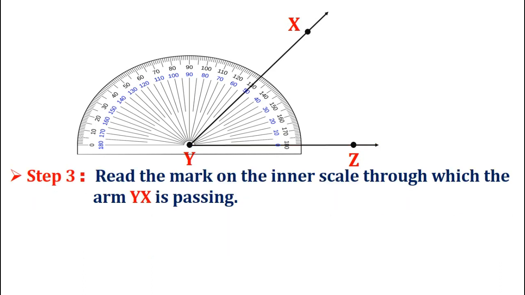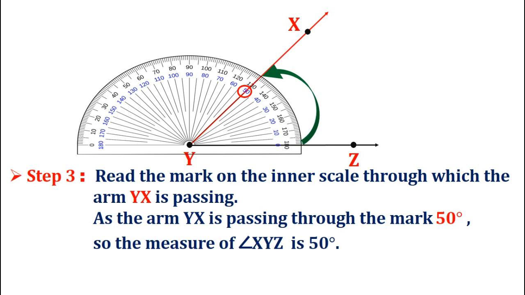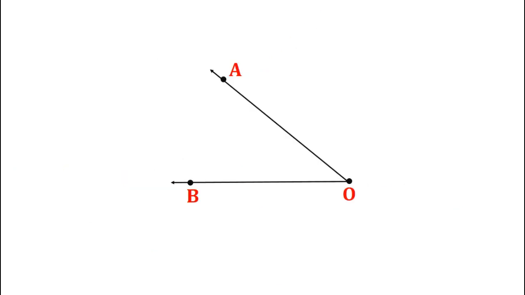In the third step, or the final step, we need to read the mark on the inner scale through which the arm YX or XY is passing. As the arm YX is passing through the mark of 50 degree, the measure of angle XYZ is 50 degree. Let us look at another example where we have angle AOB.